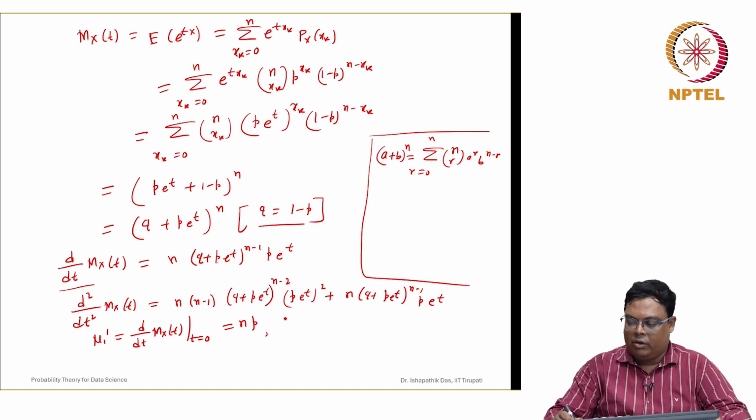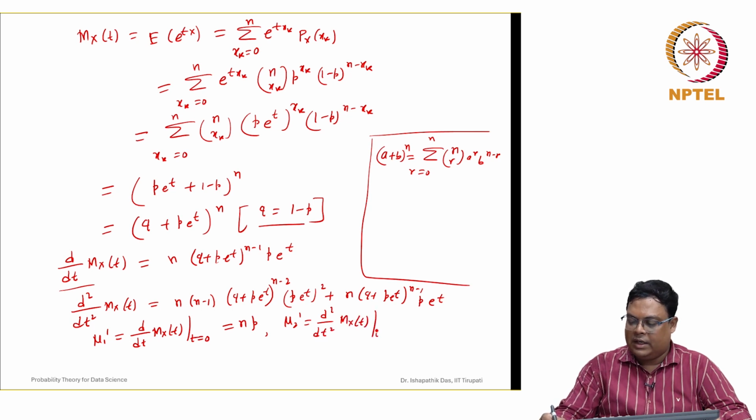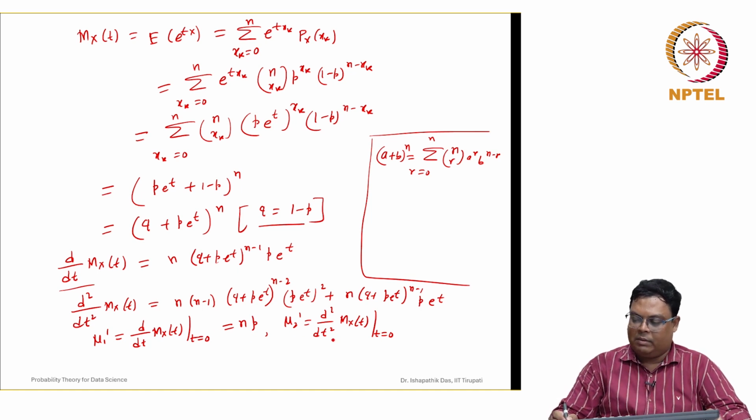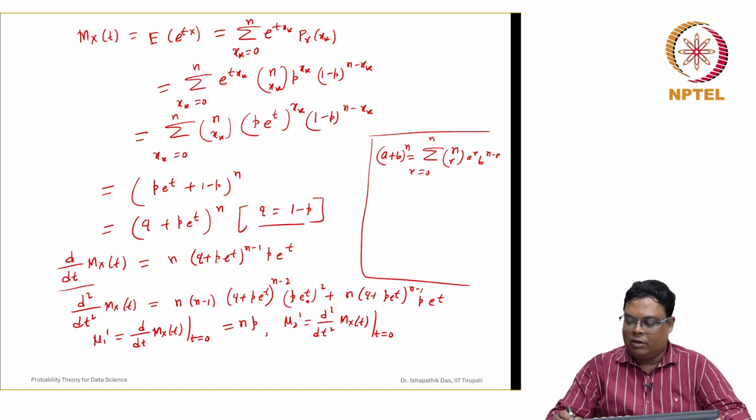So now what will be mu2 dash? Mu2 dash is the second time differentiation of M x of t, evaluated at t is equal to 0. So here if you put t is equal to 0, this becomes p square, and p plus q becomes 1 again. So this is n into n minus 1 into p square.